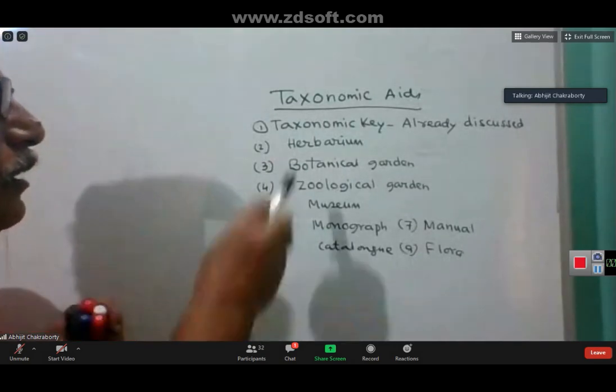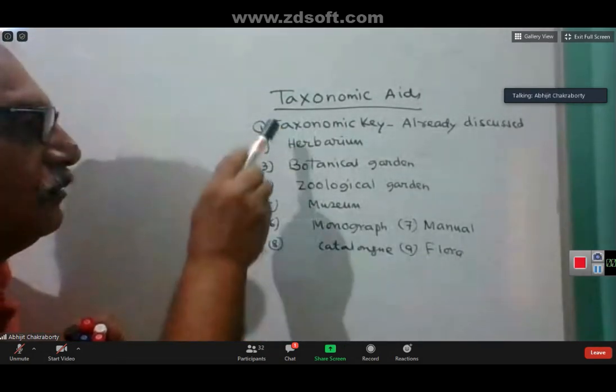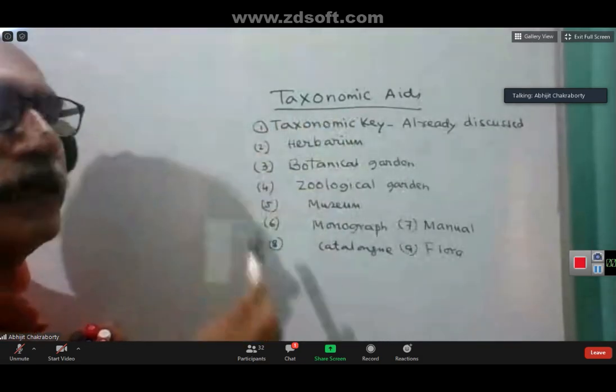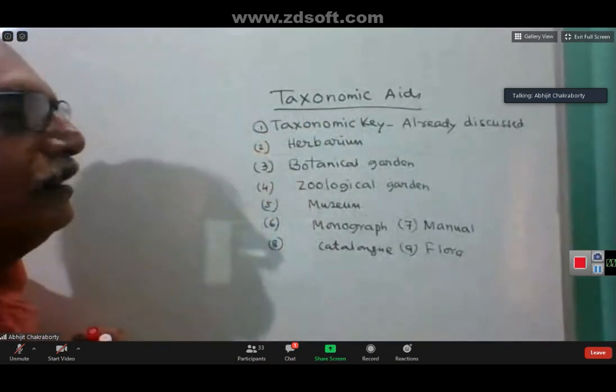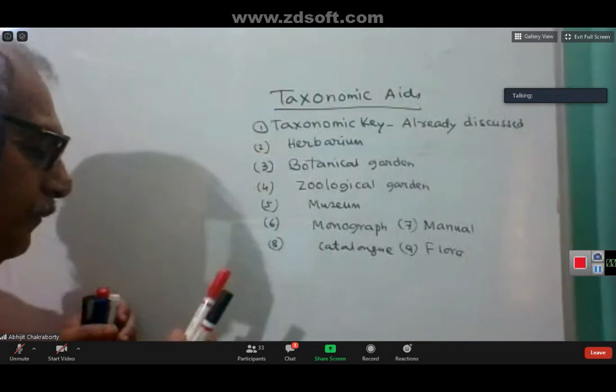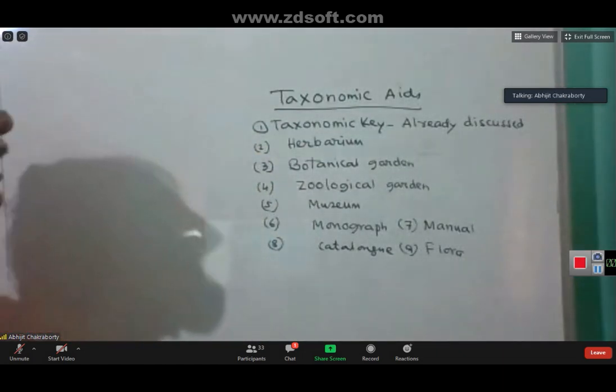Now, you just write it down. Just note it down. What are the different taxonomic aids? And in these you note so that I can discuss one by one. The first one is the herbarium.